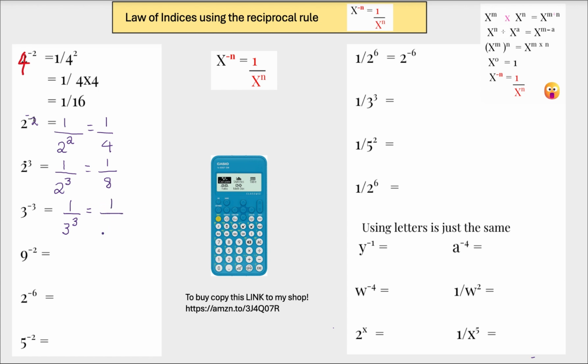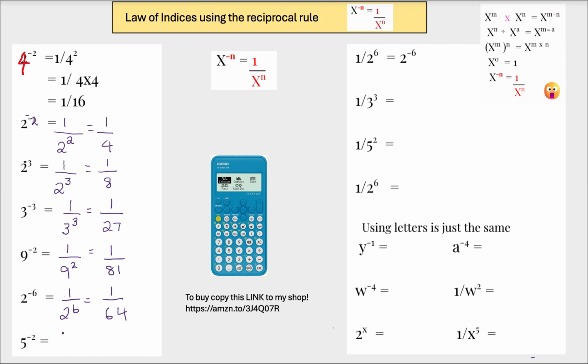So we know 3 times 3 times 3 is 27. So we now know our answer is 1 over 27. Same again. 1 over 9 to the power of 2 now. If you need your calculator, or you know your 9 times table, that's going to be 1 over 81. Here we go again. 1 over 2 to the power of 6. So that would be 2 times 2 times 2 times 2 times 2 times 2, which gives us 64. 1 over 64.